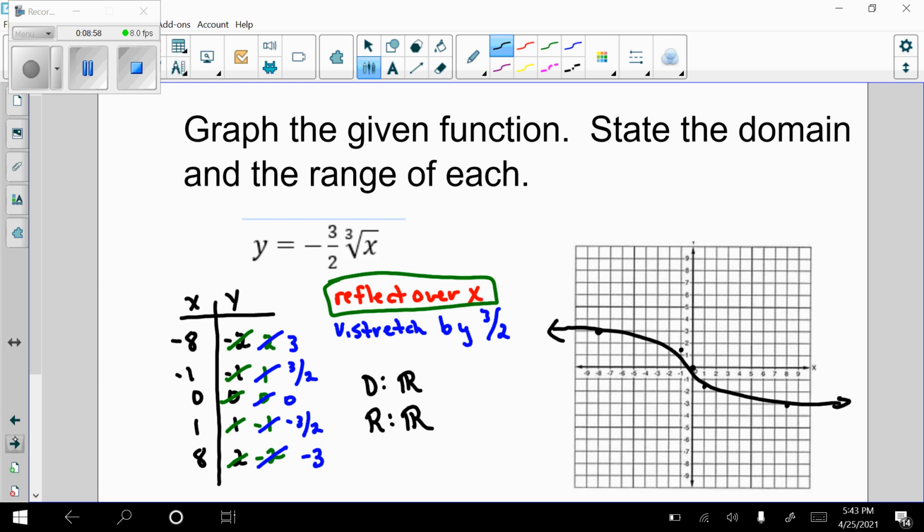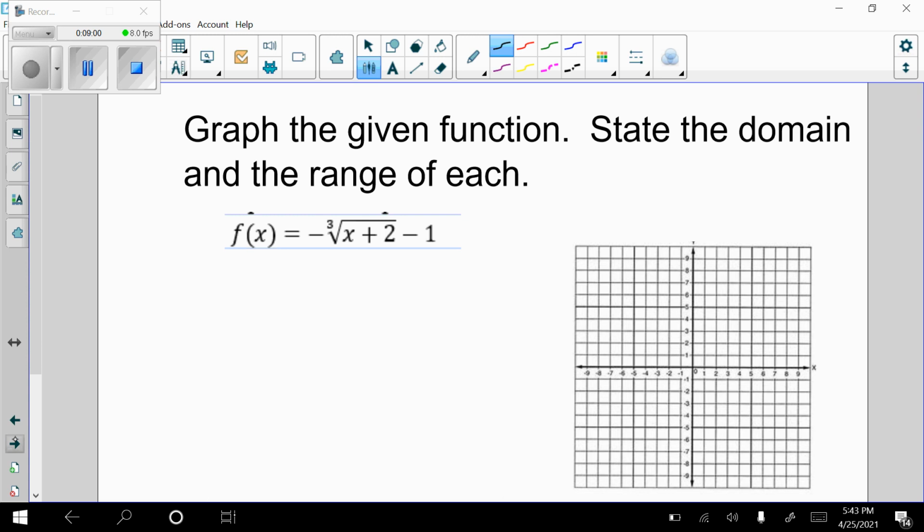All right, a couple more with different transformations. This is a cube root function again, so I'm going to start with my perfect cubes: 0, 0, 1, 1, 8, and 2, -1, -1, -8, -2.